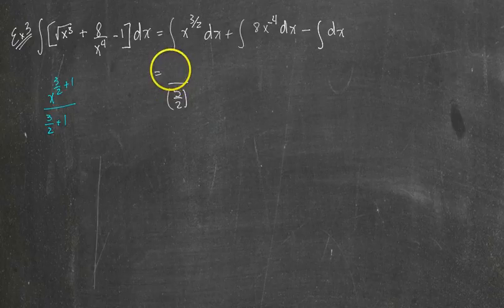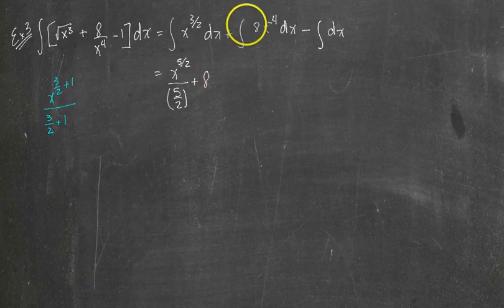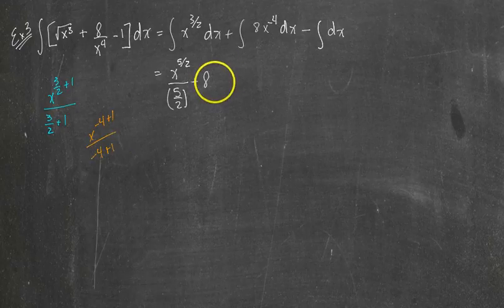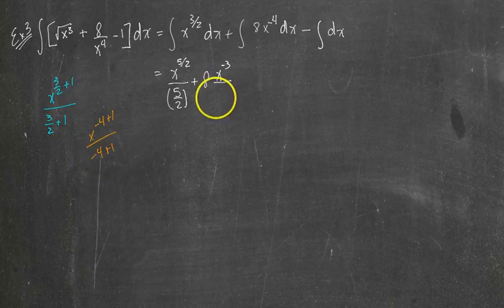And in the numerator, I'd have x to the 5/2 plus 8 times the integral of x to the minus 4. Minus 4 in the numerator, x to the minus 4 plus 1 over minus 4 plus 1 means that I have in the numerator x to the negative 3 over negative 4 plus 1, which is negative 3, plus c. So now let's clean this all up.